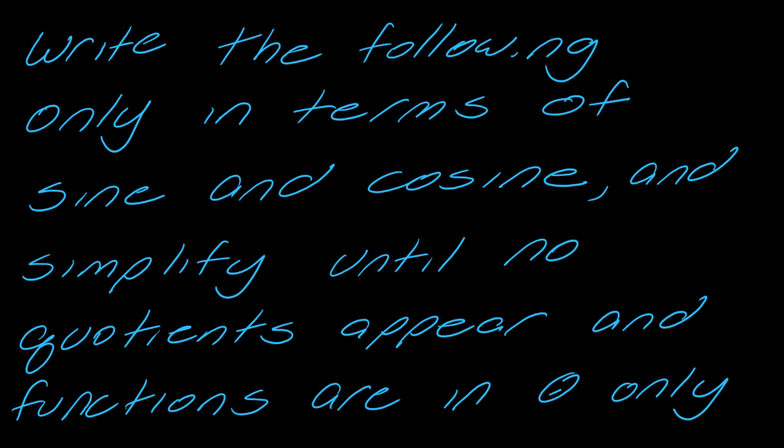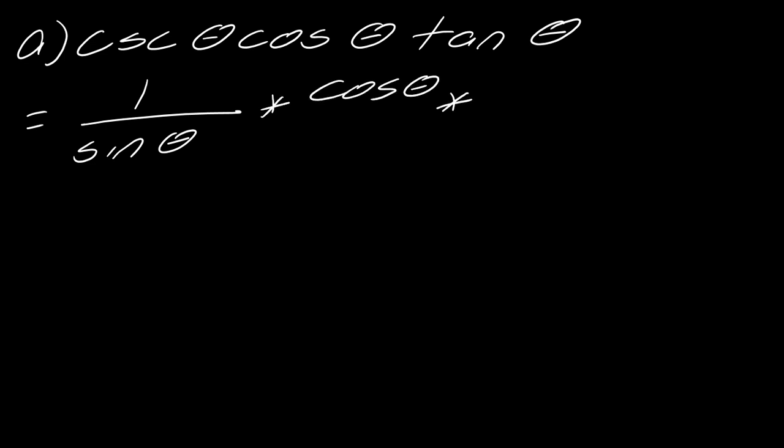So write the following only in terms of sine and cosine and simplify until no quotients appear and functions are in theta only. So I'm going to show you what can happen with these. Okay, so I've got cosecant of theta times cosine of theta times tangent of theta. So what this is really asking us to do is to rewrite all of this in terms of sine and cosine. No problem, right? So cosecant is 1 over sine of theta. I can't rewrite cosine of theta because it's already in terms of cosine. And then tangent I'm going to rewrite as sine of theta over cosine of theta. So this is what the problem is asking us to do.